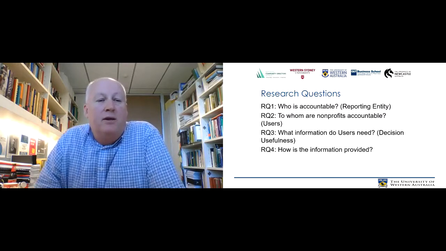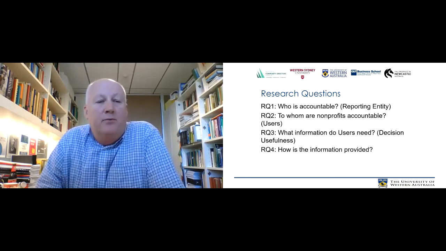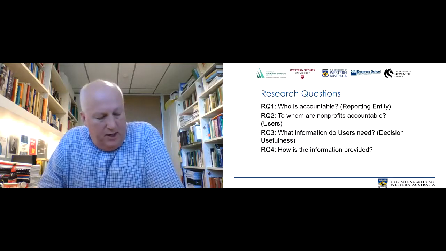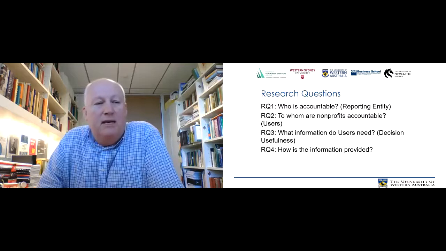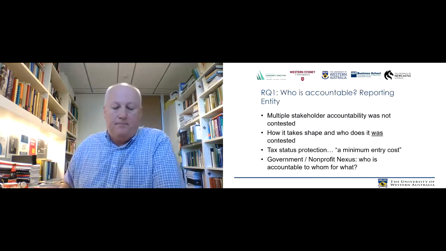So the first one, who is accountable? So who is the reporting entity? Research question 2, to whom are non-profits accountable? That is, who are the users of these financial reports? RQ3, research question 3, what information do those users need? So what is decision usefulness in their context? And then RQ4, how is the information actually provided to those users?